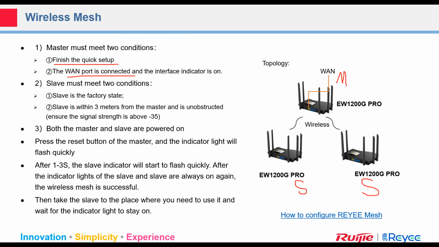For the slave, it requires factory state. So you need to factory default this slave, and this slave must be within 3 meters of the master and unobstructed. There should be no blockage between the slave and the master, or the signal must be -33 at least. Once these two conditions are met, both master and slave must be on.